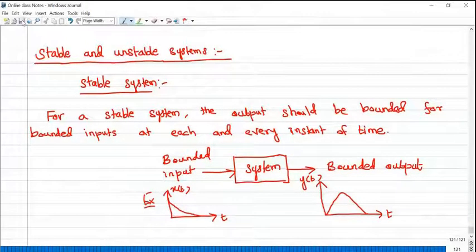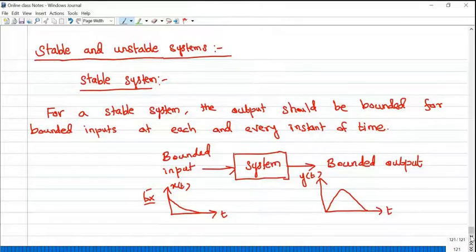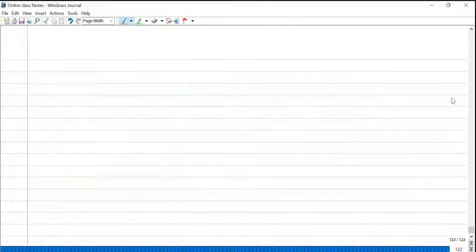And we shall continue the system classification. We have completed static system, dynamic system, causal, non-causal, and linear and non-linear system, time invariant and time variant system. Okay. So next classification, stable and unstable system.